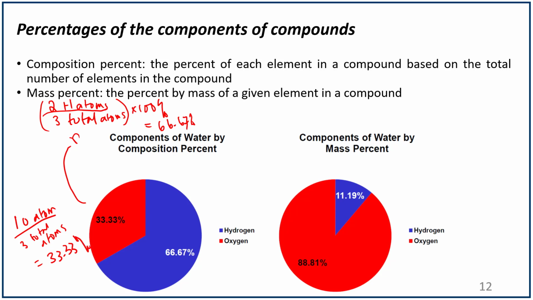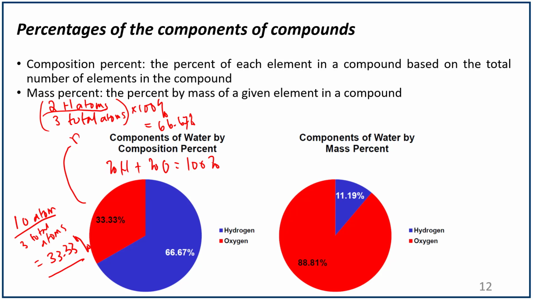Another thing you can do to solve for 33% is to subtract 66.67 from 100, because keep in mind that the percent of hydrogen plus the percent of oxygen is equal to 100%. Now if you have percentage by mass, as you can see here for the composition percent, it looks like hydrogen is the main contributor to water, but for the percent by mass, it's a different story. We see here that oxygen contributes more to the mass of water.